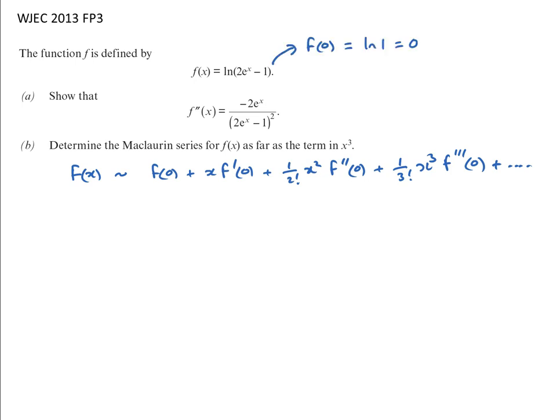From the definition of the function, we can see that the value of f of 0 is just the natural logarithm of 1, which is 0. We've already established the result that the derivative of f is 2e to the x divided by 2e to the x take away 1. So the value of the derivative of f at 0 is 2 divided by 1, which is just 2.